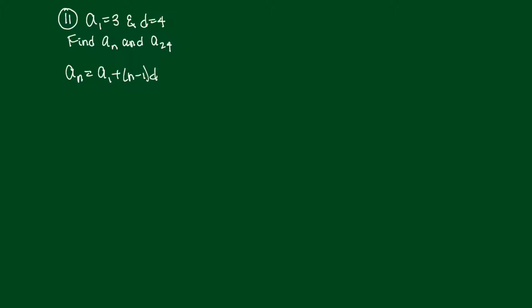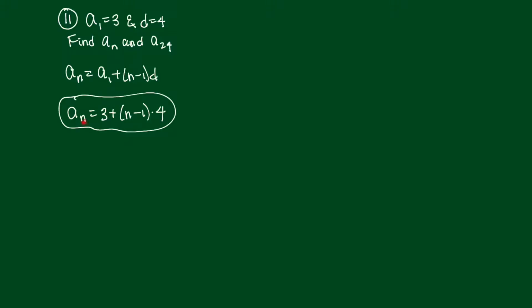Now, we have two things here. What's in the formula? a1, well, we have a1. That's 3. And we have d. That's 4. So here's the general term of our particular sequence: a sub n is equal to 3 plus the quantity n minus 1 times 4. That's one thing we're looking for.